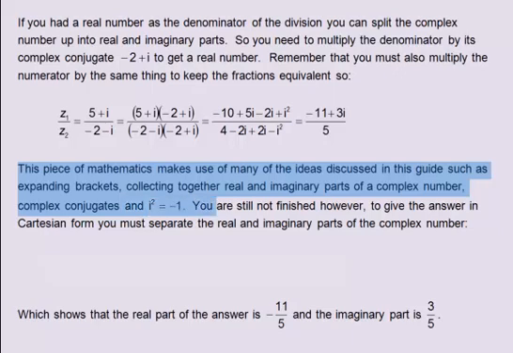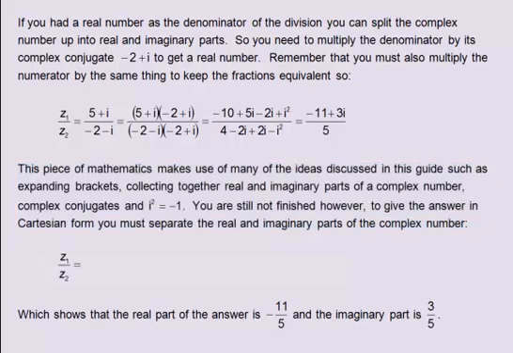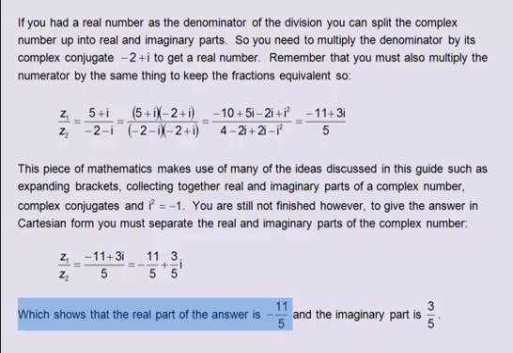You are still not finished, however. To give the answer in Cartesian form, you must separate the real and imaginary parts of the complex number. z1 divided by z2 equals (−11 + 3i), all divided by 5, which equals −11/5 + (3/5)i, which shows that the real part of the answer is −11/5 and the imaginary part is 3/5.